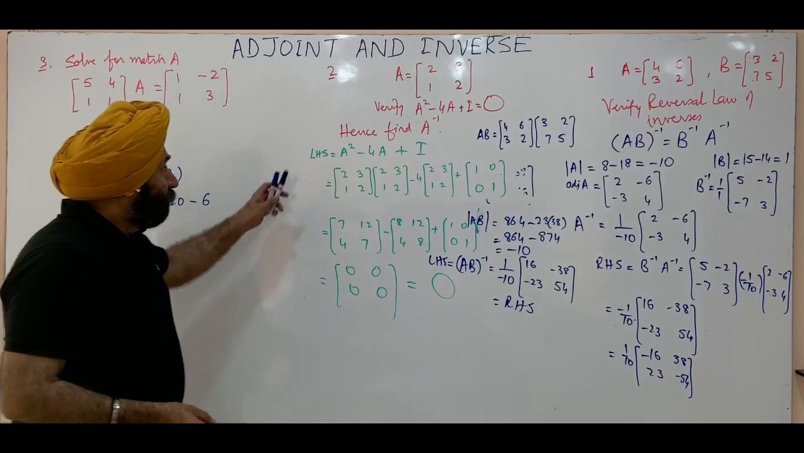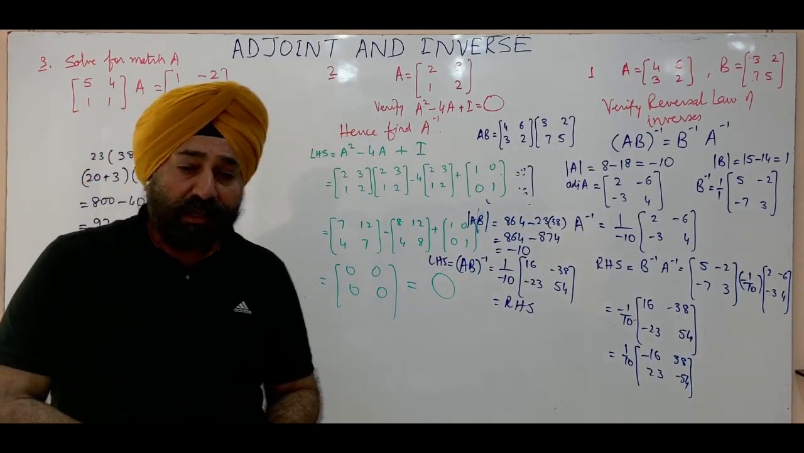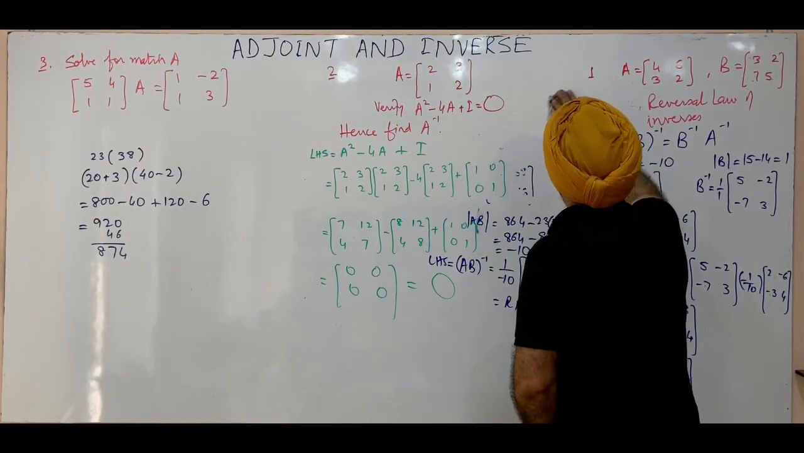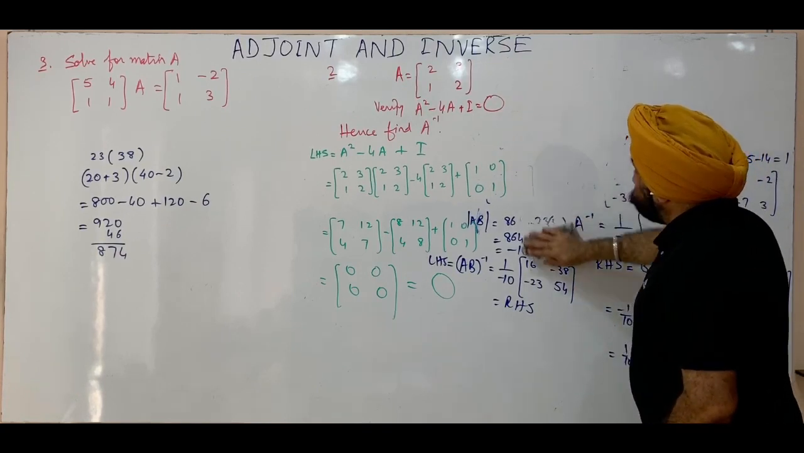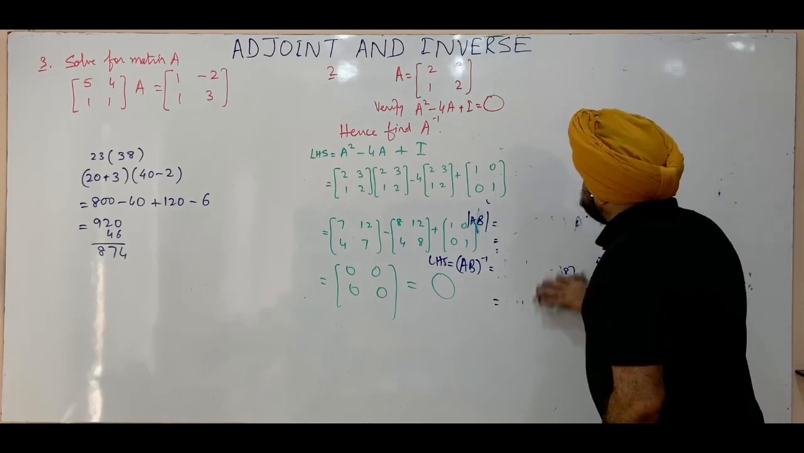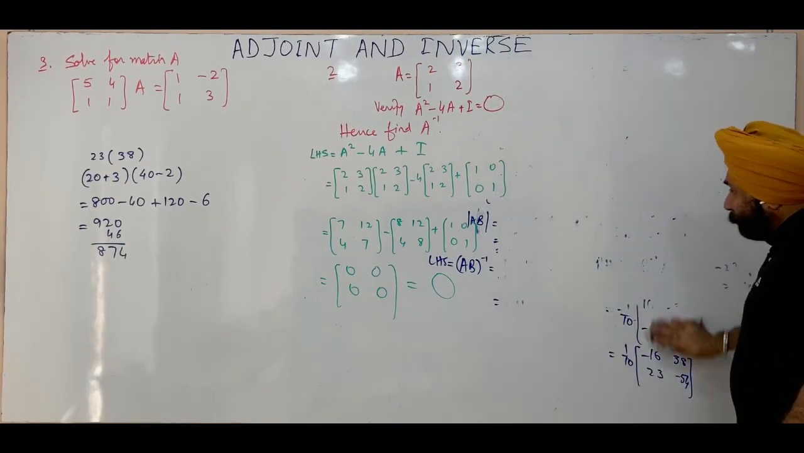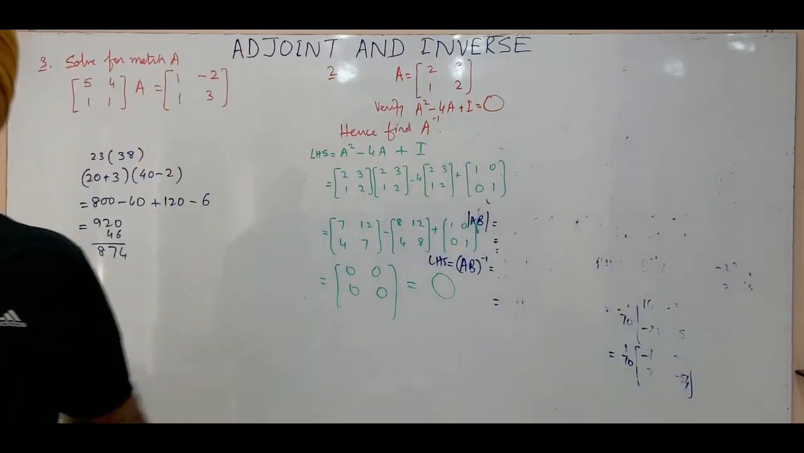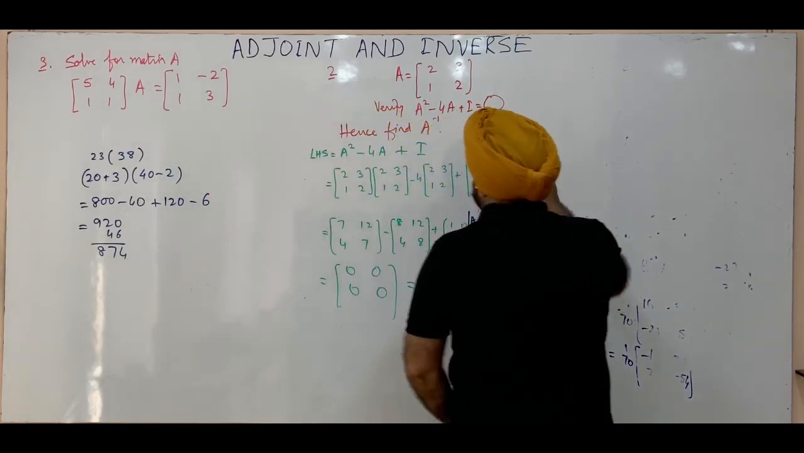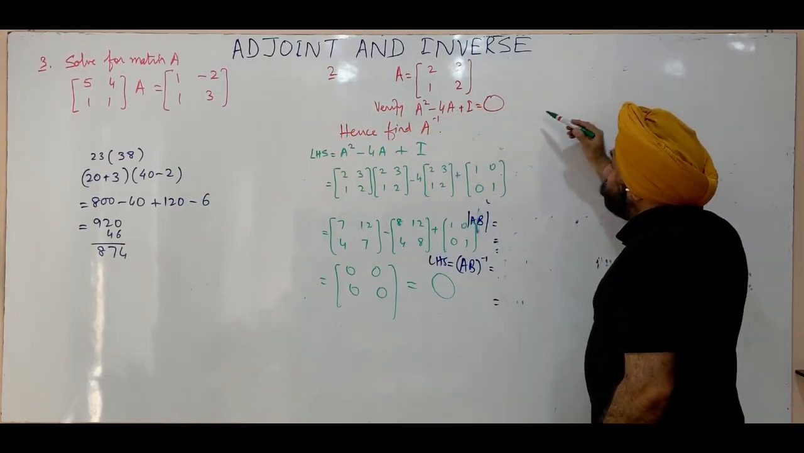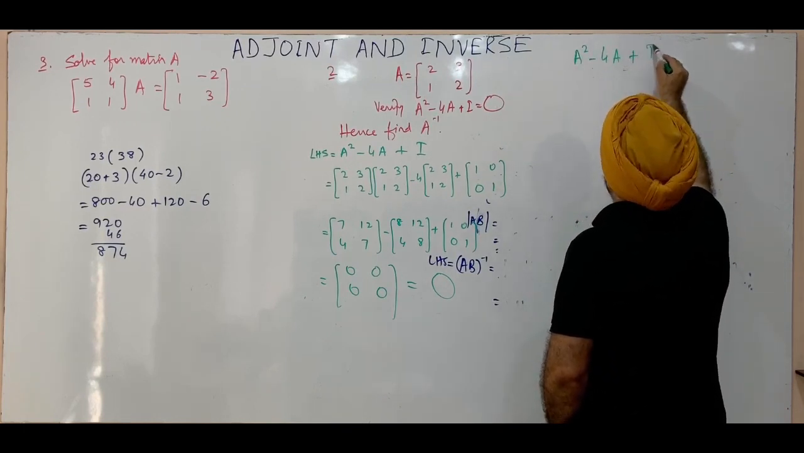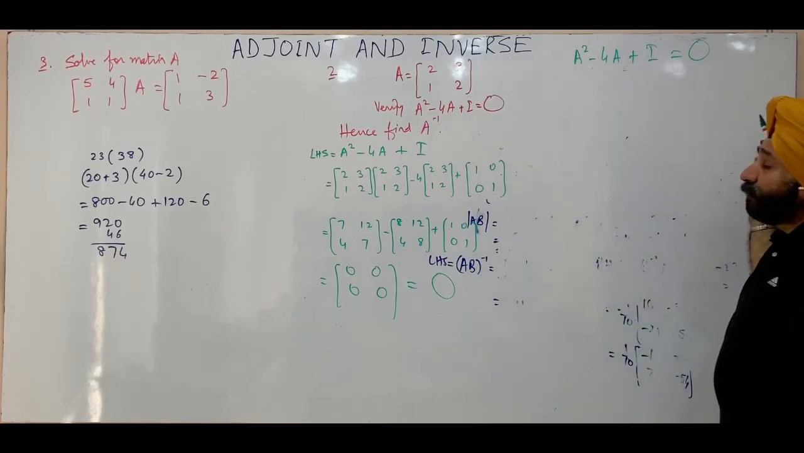Next, hence find A inverse. Hence find A inverse means we have to use the proved result to find out A inverse. We can otherwise find out A inverse. How do we do that? We know A inverse is adjoint of A upon determinant of A. We are not to use that. We are to use this result to find out A inverse. Let us write the result. Proved. We just proved this is equal to a null matrix.